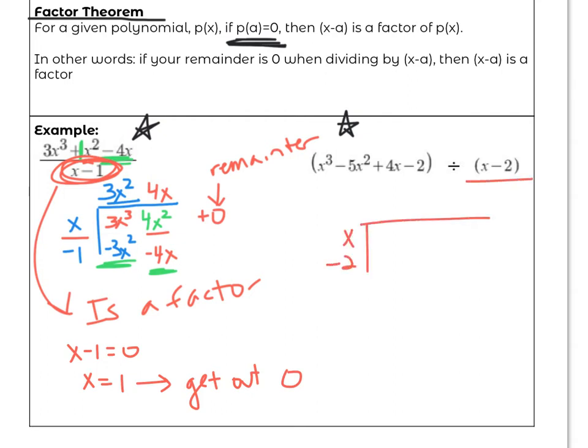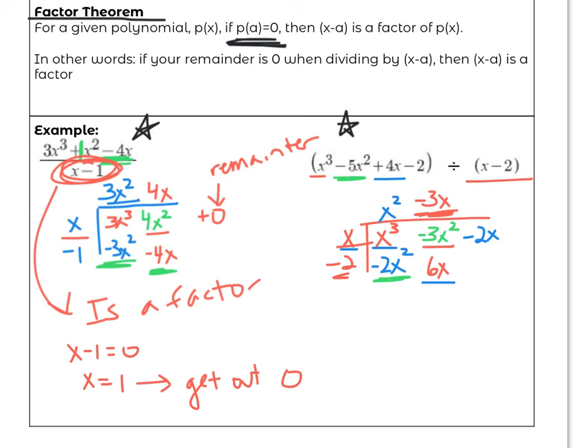x minus 2, first term, first box. And we say what times x gives me x cubed? That would be x squared. Once again, if you need me to go through these problems slower, watch my dividing polynomials video that you should have just watched. I have negative 2x squared. I want negative 5x squared, so I need negative 3x squared. Repeat the process. What times x is negative 3x squared? Negative 3x. Negative 3x times negative 2 is 6x. I have 6x. I want 4x, so I need negative 2x.